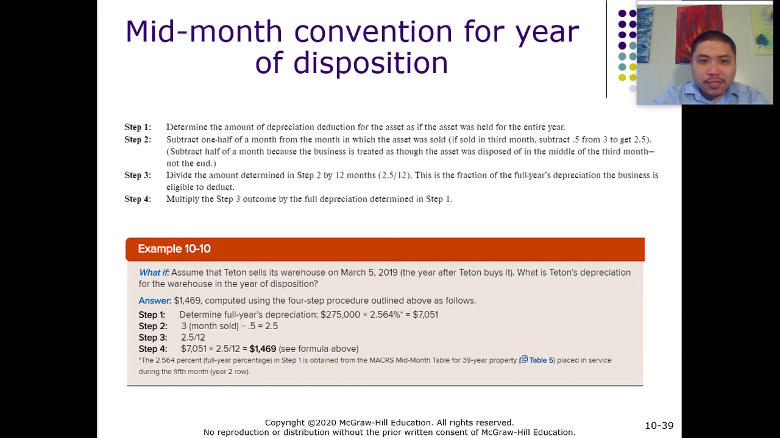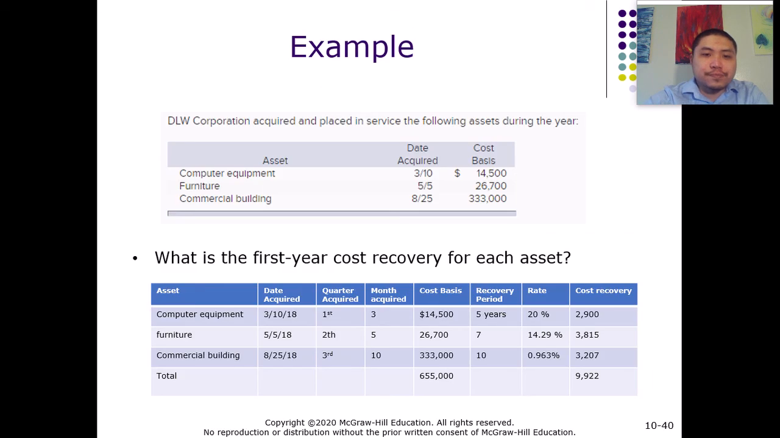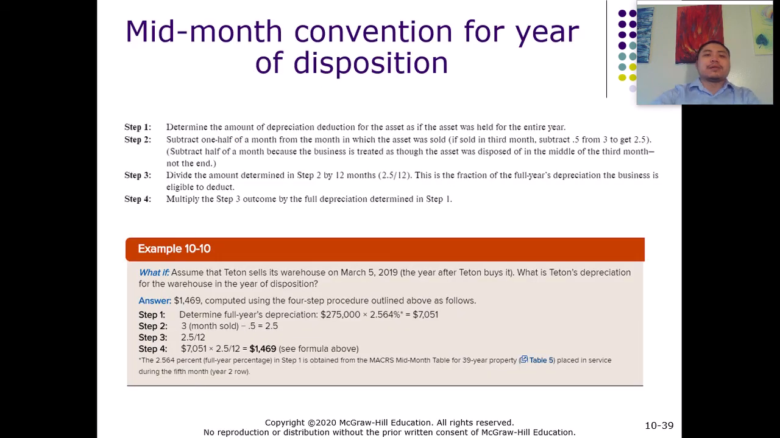Before we end the lectures, I just want to go through this example with you. Oh wait, I forgot to mention what happens when the company is trying to dispose of the building before the end of the recovery period. For the mid-month convention for real property, it's a little bit more complex, but it should not be that hard. You just follow these steps.